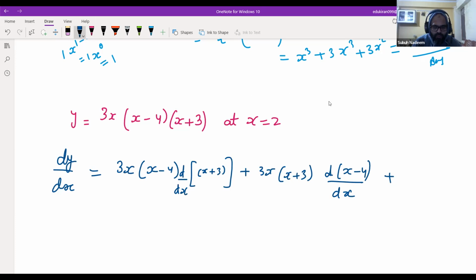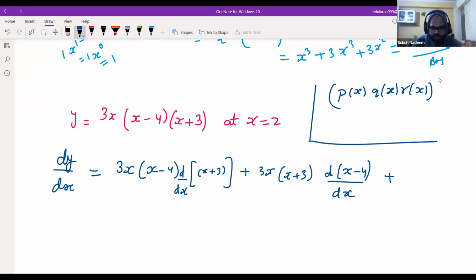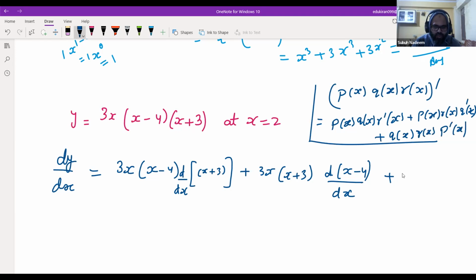As we do for px into qx, for px into qx into rx the derivative is px into qx into r dash x plus px into rx into q dash x plus qx into rx into p dash x. That is what we are doing. So next is x minus 4 into x plus 3 outside and the derivative of 3x. Getting this point? Yes, sir.